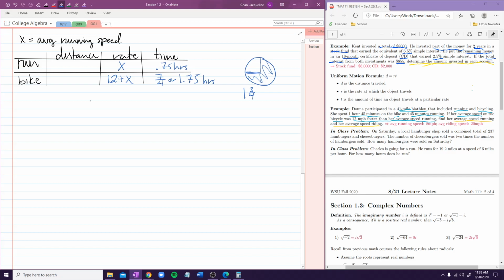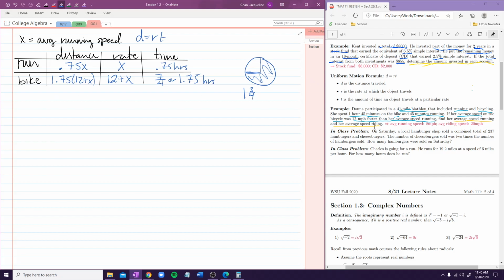But keep in mind, what is distance? We know that distance is equal to rate times time. So since it's rate times time, for running it's going to be 0.75x, and over here, it is going to be 1.75 times (12 plus x).